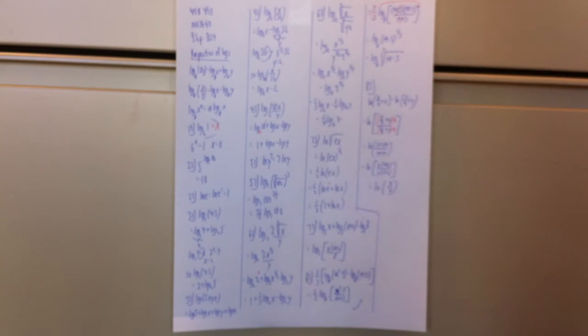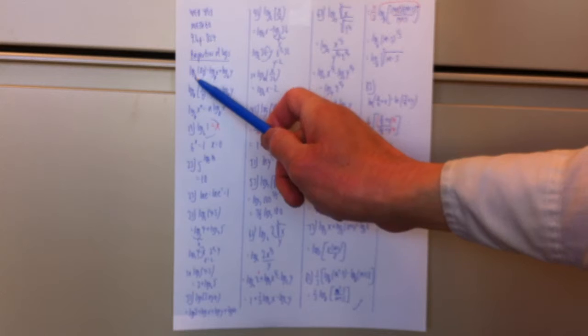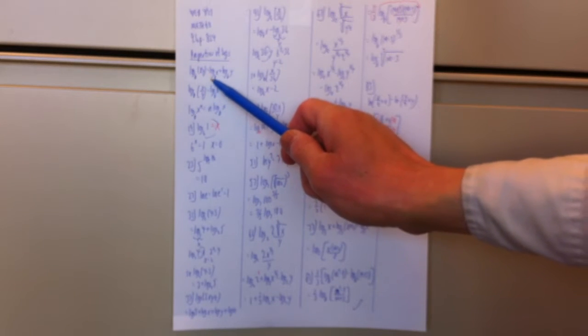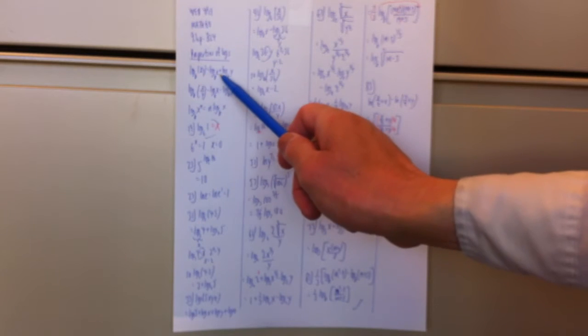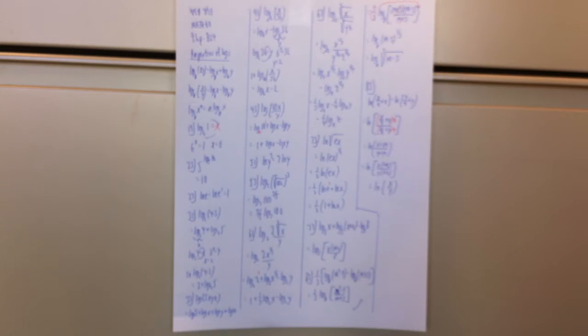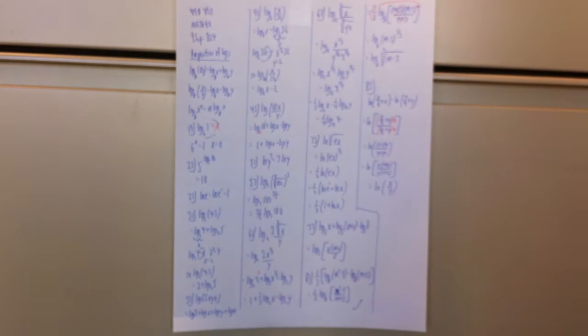There are three big ones, the properties of logs. The log base b of x times y is the log base b of x plus the log base b of y. Please notice that you're multiplying here, but you're adding here. The language you might hear is the log of a product is the sum of the logs. There's a product here and a sum here.